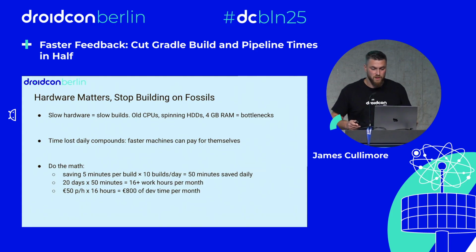Even if budgets are tight, it's worth calculating. This helps sell the idea to management. If you're stuck on slower machines, consider offloading builds to CI with beefier agents to at least speed up feedback loops.